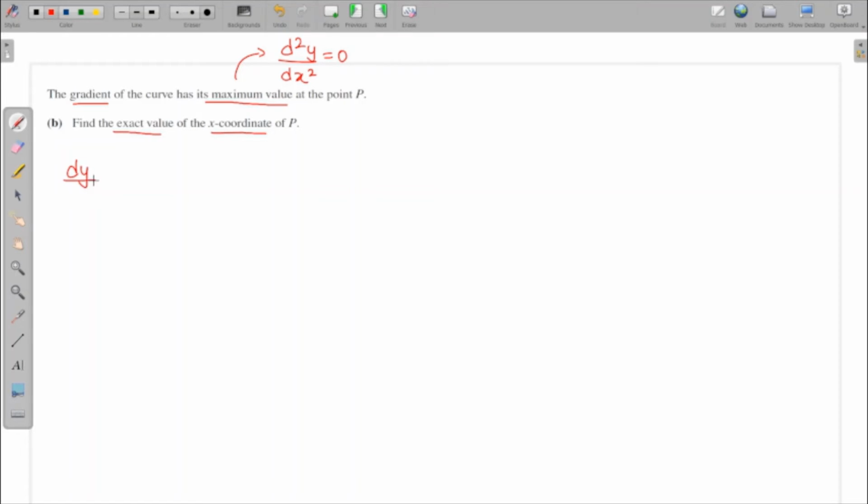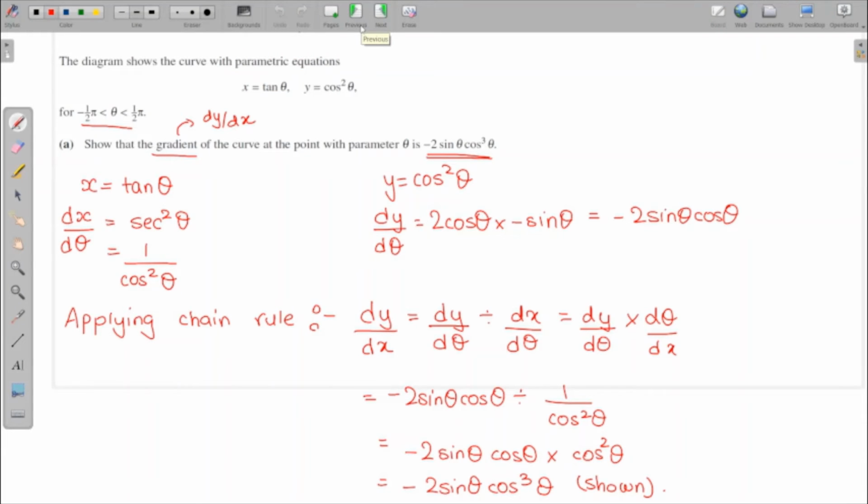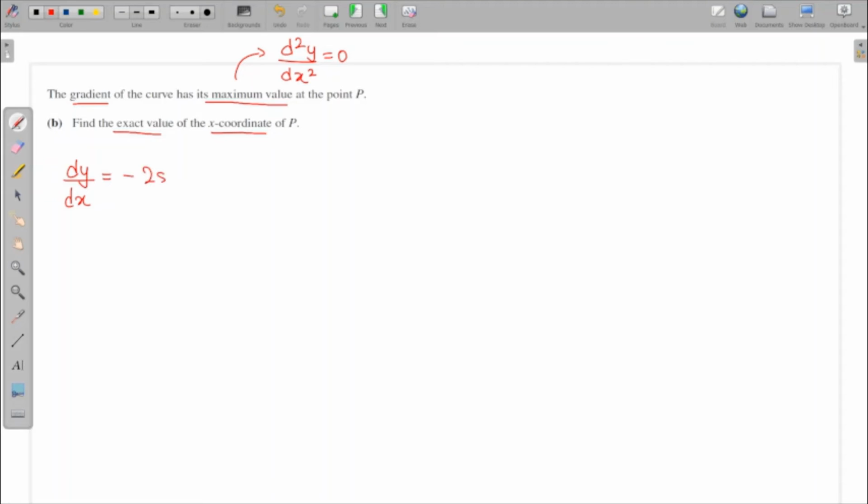So dy by dx we had got previously from this part, it was minus 2 sin theta cos cube theta, sorry, this expression. So minus 2 sin theta cos cube theta, and we have to differentiate this again.